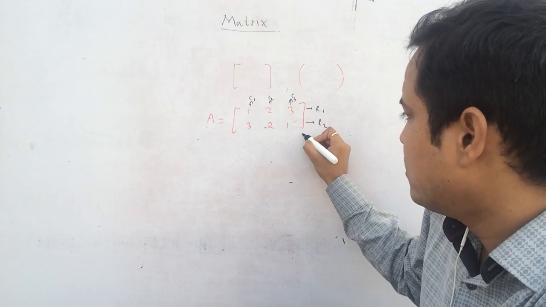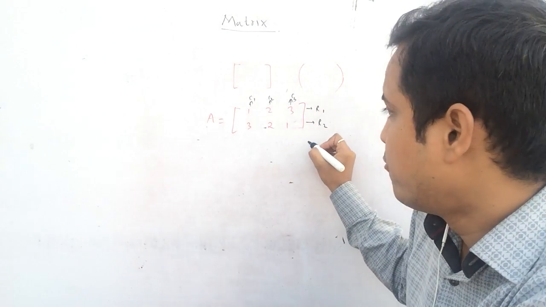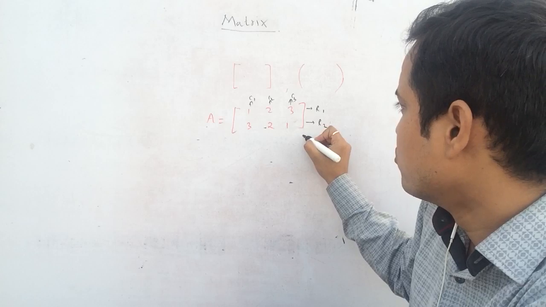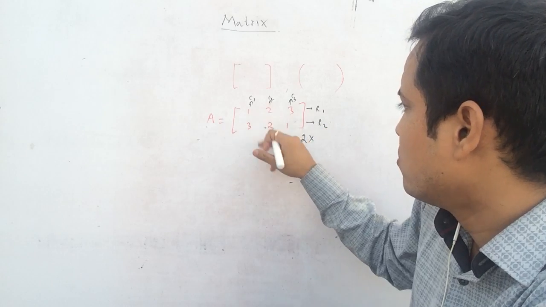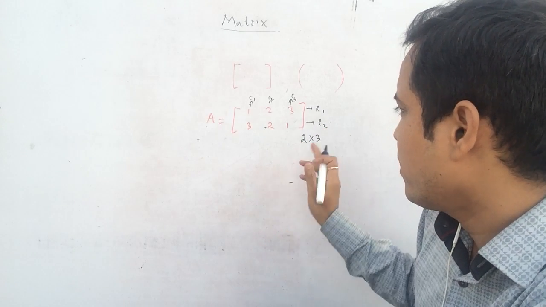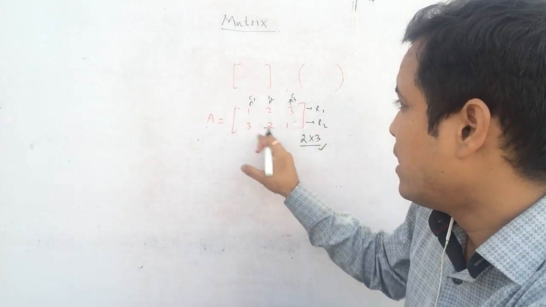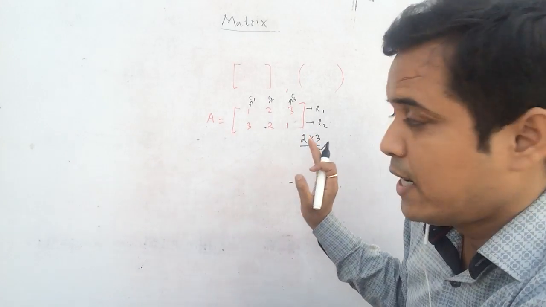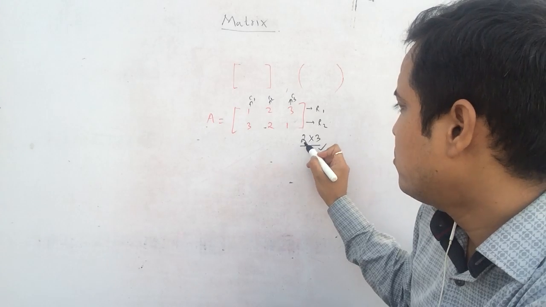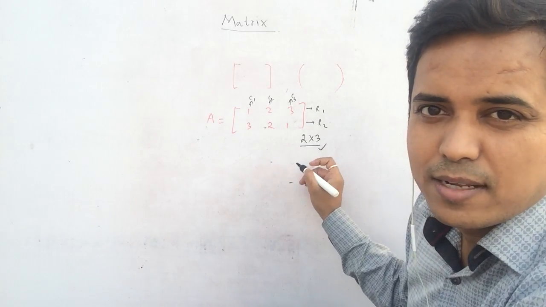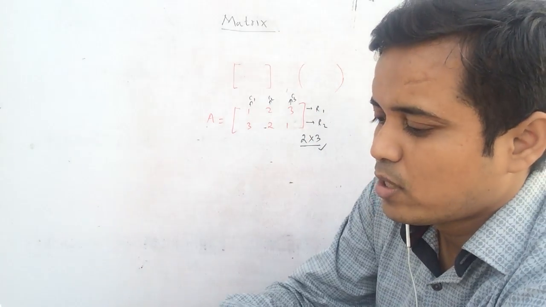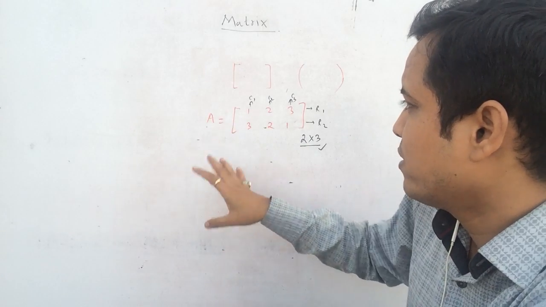If you want to write the order, first you write the number of rows: 2 rows, and how many columns? 3 columns. So m cross n is the order. If you want to find the number of elements in A, just multiply 2 into 3, which is 6 elements. There are a total of 6 elements in matrix A.